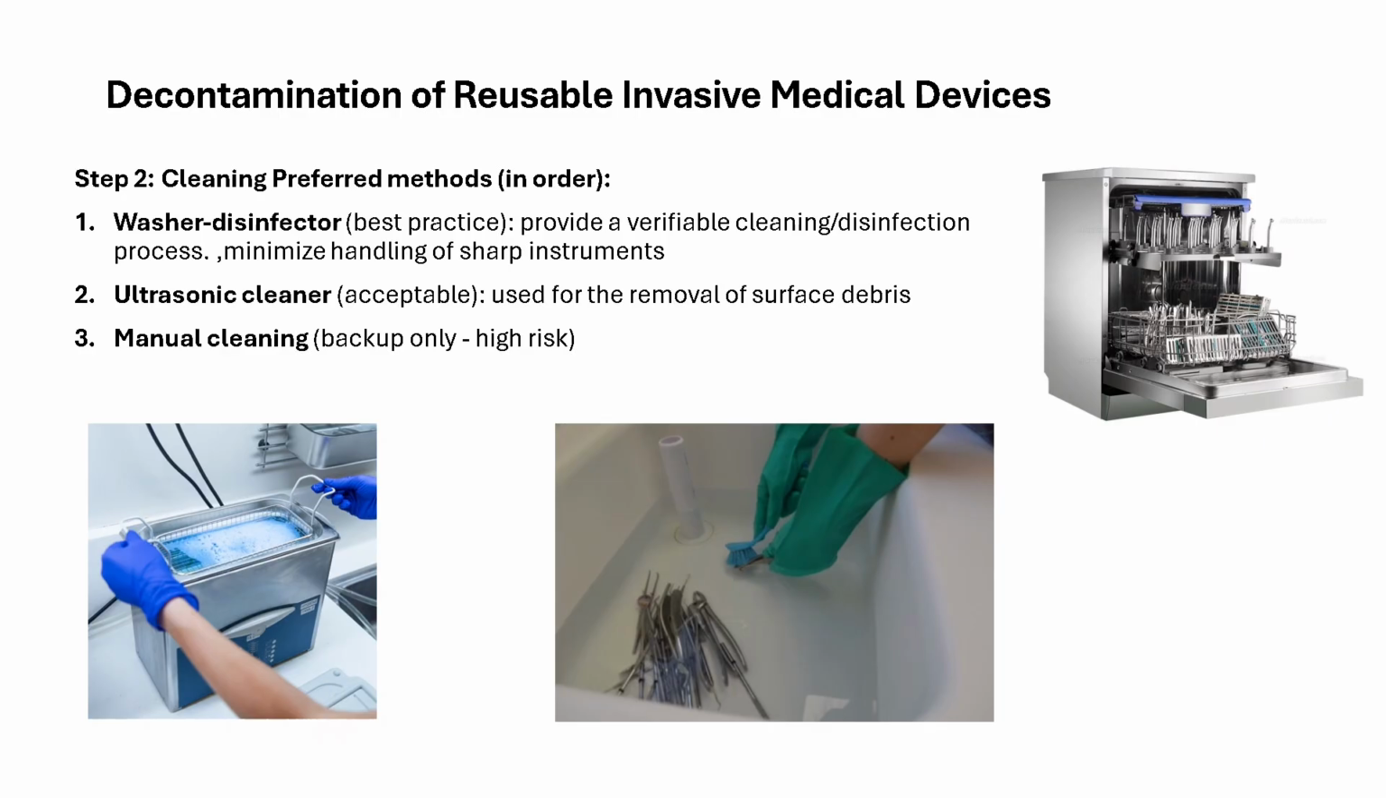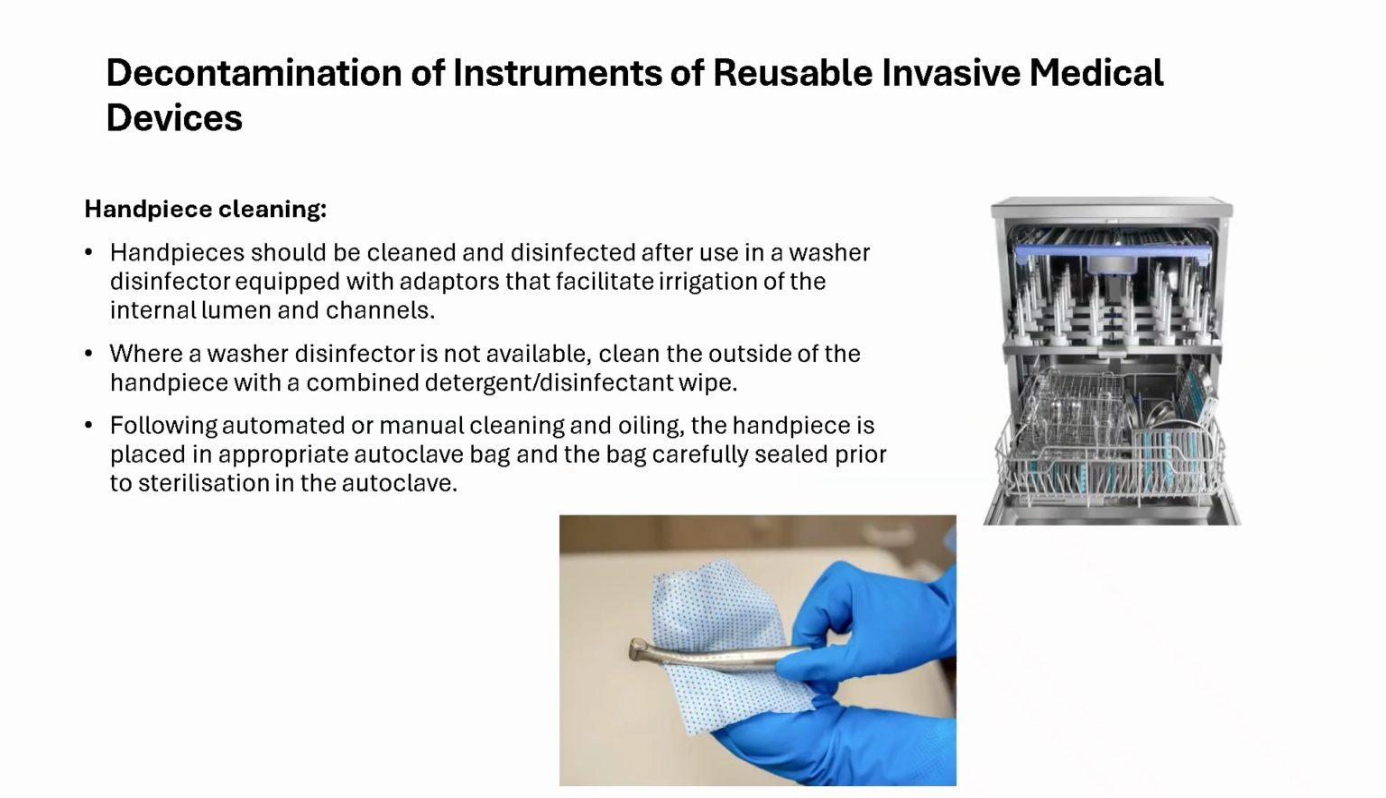Always make sure the washer disinfector and ultrasonic are cleaned appropriately and according to manufacturer's instructions, and make sure you service them. So we'll go over handpiece cleaning because it's been asked in the exam previously. Handpieces can be cleaned in a washer disinfector, however they can't be put in an ultrasonic bath. If you don't have a washer disinfector, you can just wipe the outside of the instrument with a disinfectant wipe, and then after you clean the instrument, you oil it and you can place it in the autoclave.